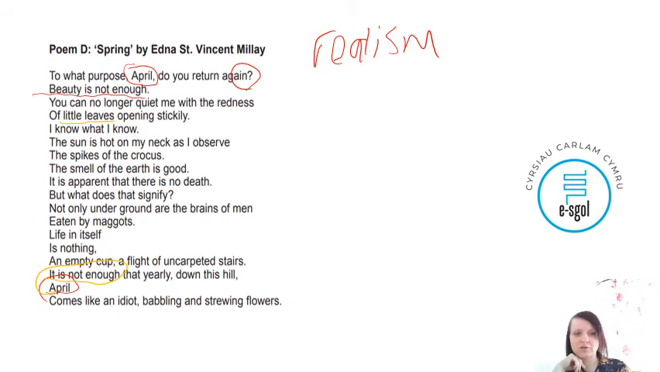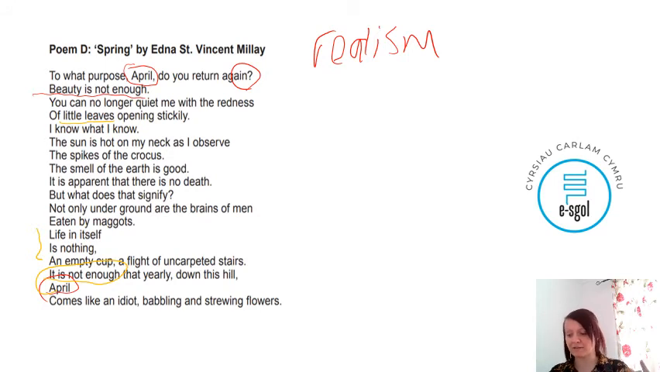And that is further shown towards the end, where in a state of despair, the speaker of the poem depicts life as absurd. She says, life in itself is nothing, an empty cup, a flight of uncarpeted stairs. And she's almost saying that things like spring signify nothing, okay? And she similarly tells us that it isn't enough that yearly down this hill April comes like an idiot, babbling and strewing flowers. Almost the sense that it's doomed is the feeling that we've got, okay?